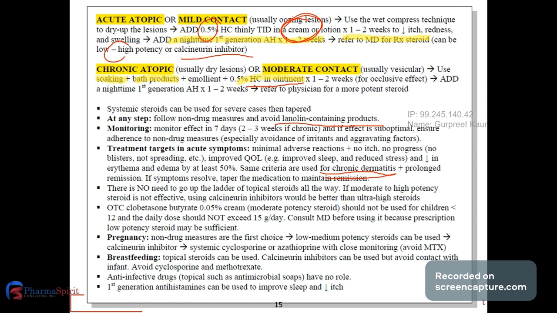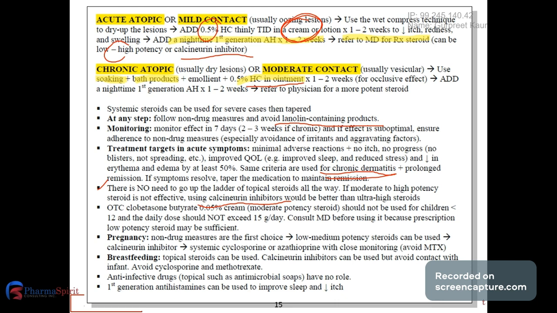Next point, and that's an important one, please remember this one. There is no need to go up the ladder of topical steroids all the way. We don't have to use low and then go to medium and then high and then ultra high potency. This is not required. If a moderate to high potency steroid is not effective, you don't need to go all the way up. Don't keep pushing. If the patient is taking a good medium to high potency steroid, something like betamethasone valerate, that's a high potency steroid, and the patient is not getting enough response, there's no way to push to an ultra high potency. No, that's enough. You can use calcineurin inhibitors here. That's better than the ultra high potency steroid. Please make sure you know this point. This is an important one.